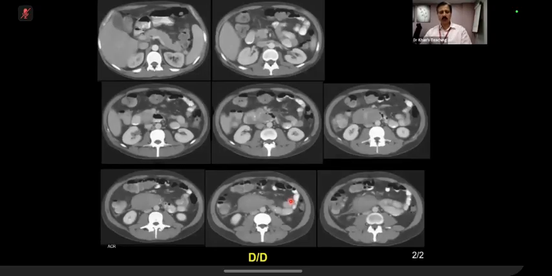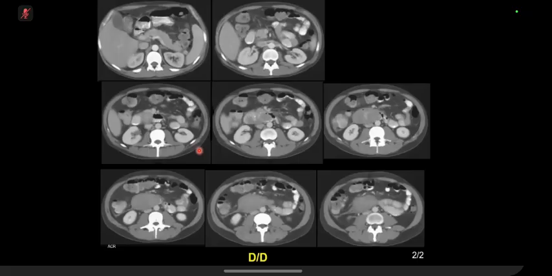Let me show you a CT scan of the same patient. So there's a low density lesion around that part of the duodenum. It could be a hematoma that's compressing the duodenum. And where is this hematoma located? On the fourth axial image, it looks like it's within the wall of the duodenum.